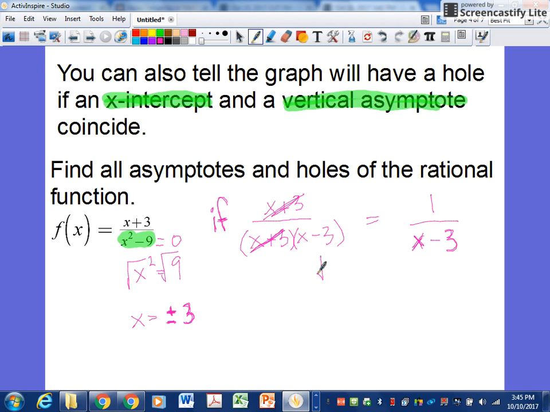Okay, so this is where we're going to find your asymptote, and this is where we're going to find the hole. The thing that cancels out is where we're going to have the hole. So we're going to have a hole at x equals negative 3. We're going to have an asymptote at x equals 3. We'll talk more about this later, what it means graphically, but for now, just know that the hole occurs at negative 3 and the asymptote occurs at positive 3.